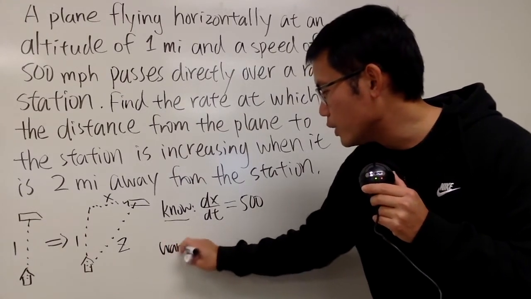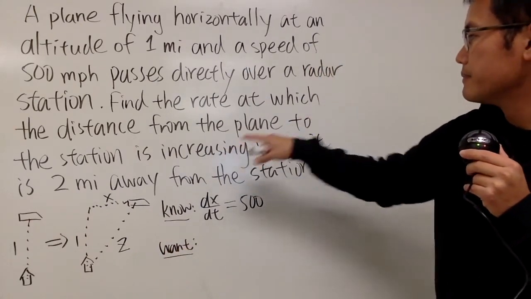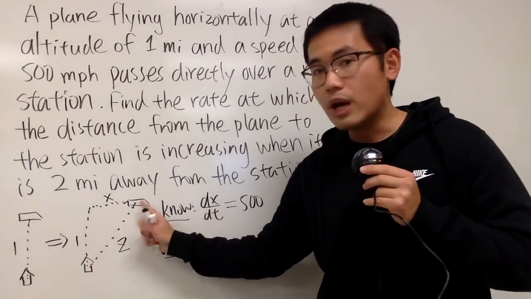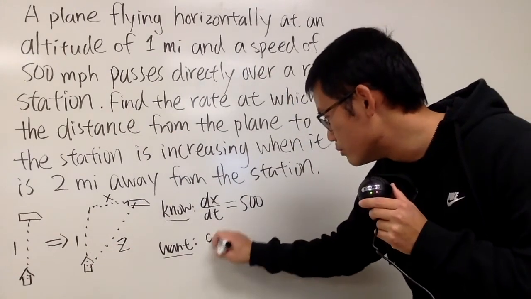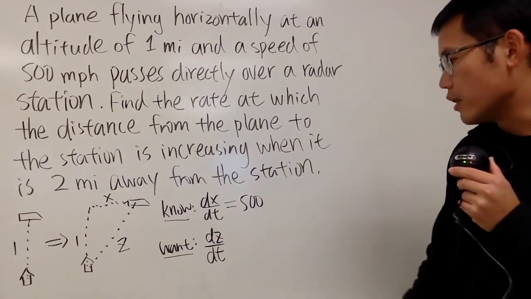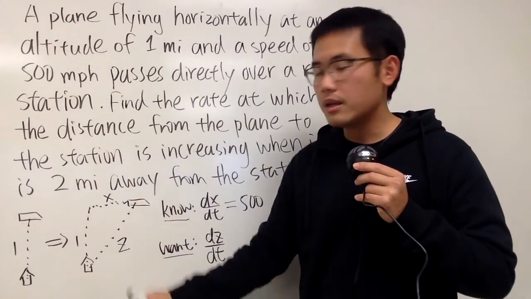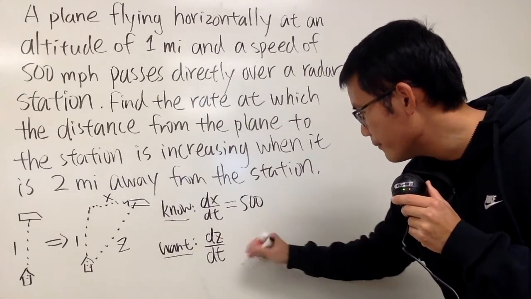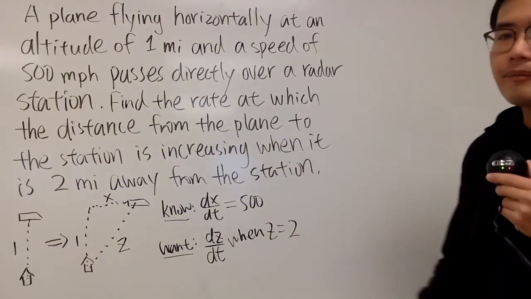And let's see, what do we want to know? We want to know the rate at which the distance from the plane to the station is changing. So we want to know how fast this is changing, right? So that will be dz/dt. And remember, whenever you see the word rate, it's the derivative. More specifically though, we want dz/dt when it is 2 miles away. So that means when z is equal to 2. So write it down, we want this when z equals 2, right?